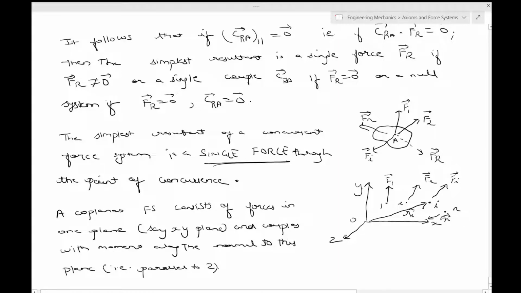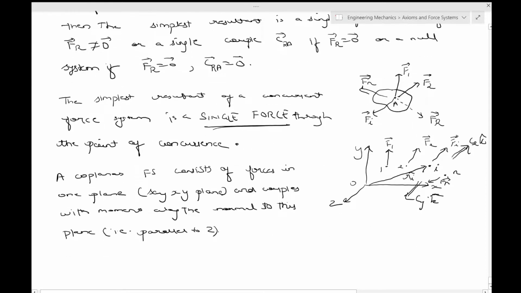So a coplanar force system consists of forces in one plane, say xy plane, and couples with moment along the normal to this plane. So let me show the couples over here. They are C2 k hat, and in general we can write a Cj k hat. Okay, not showing the vector sign because k hat itself is a vector. Okay, so this is a coplanar force system.